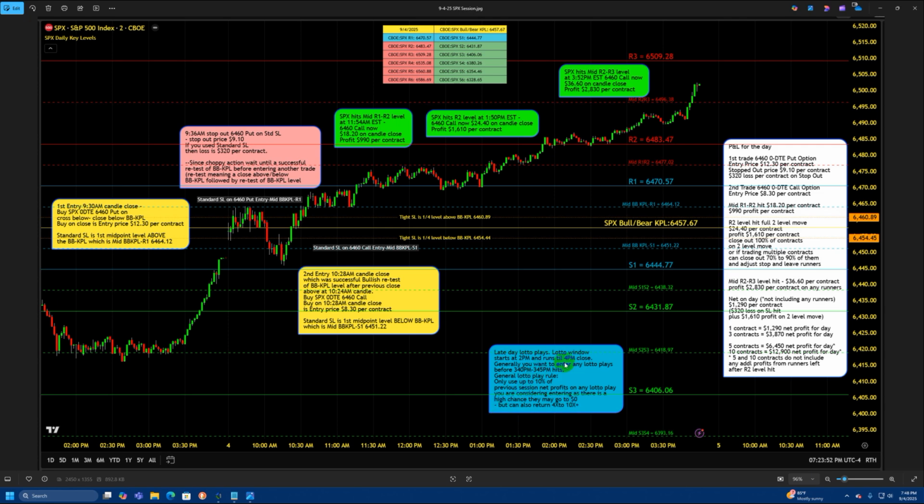But they are lotto plays, and they can also give high returns of anywhere from 4x to 10x. In some cases, on some days, you'll see them run as high as 20 or 30x or even more. So that's why they're called lotto plays. They are high risk, high return. Since they are high risk, that's why you would only use up to 10% of your previous session net profits.